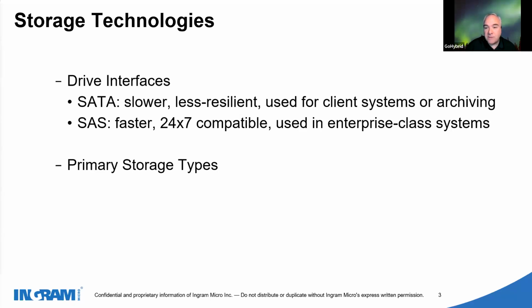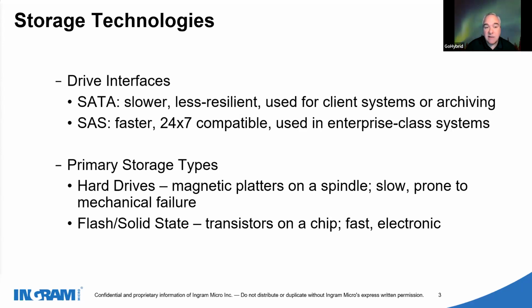Other primary storage types, we have hard drives that use those interfaces. Hard drives are the old technology that's been around for a while. You have platters covered with magnetic material on a spindle. They tend to be slow and prone to mechanical failure. The more recent standard is flash or solid state storage, in which we have transistors on a chip. Much faster than hard drives, and it's all electronic, so you don't really have as high a likelihood of mechanical failure as you would with hard drives.